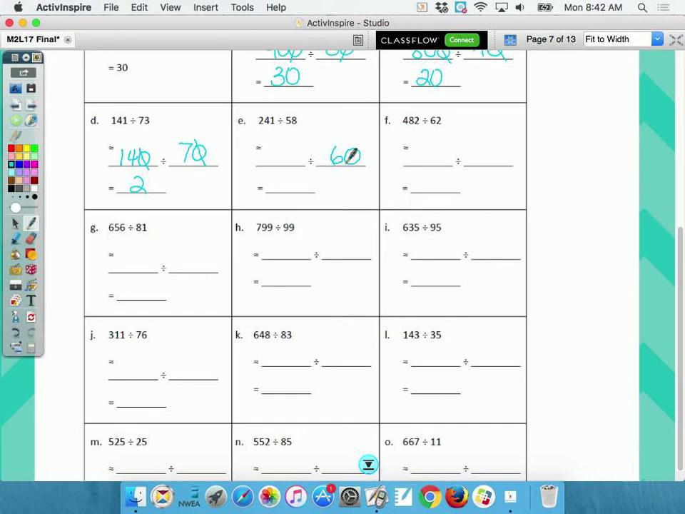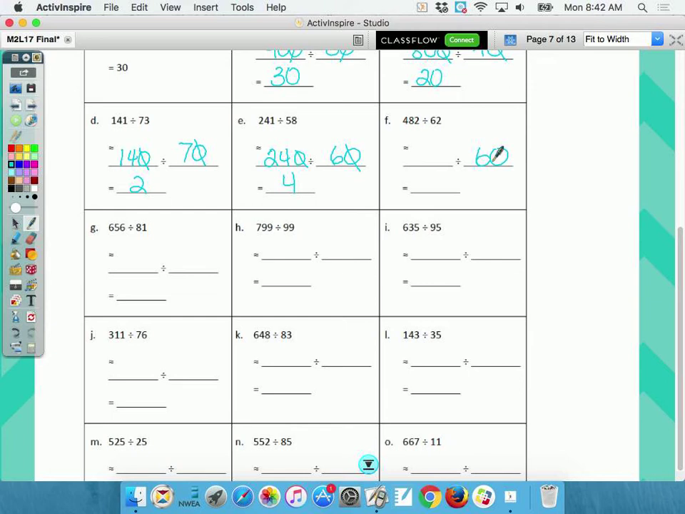I like the tip of round the divisor first, don't you? Okay, so this one's easy too. 240. So what's 24 divided by 6? 4. Okay, the next one. 62 rounds to 60. These are being very cooperative.